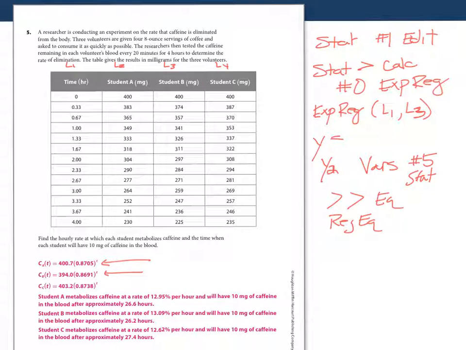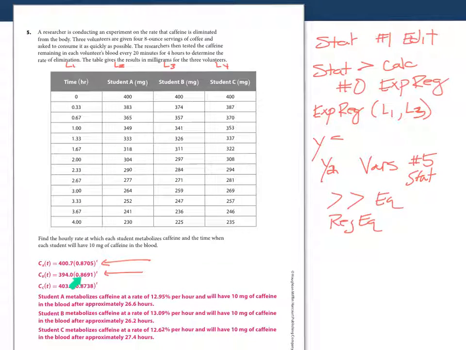Now, how do we figure out how much they metabolize? Well, that's where we go back and look at our B, 0.8705. That means it's decreasing. That means they are burning or metabolizing the caffeine. How much? Well, remember, anything less than 1 means a decrease. So we take 1 minus this, and it gives us 0.1295, which means they're metabolizing at 12.95%.